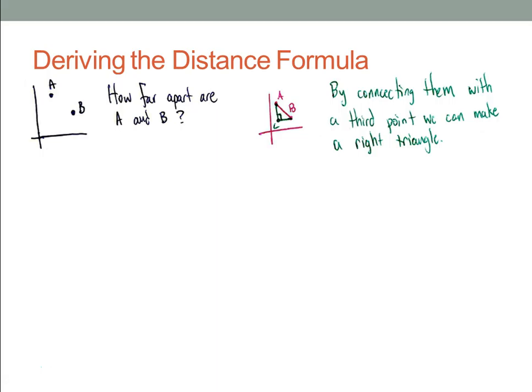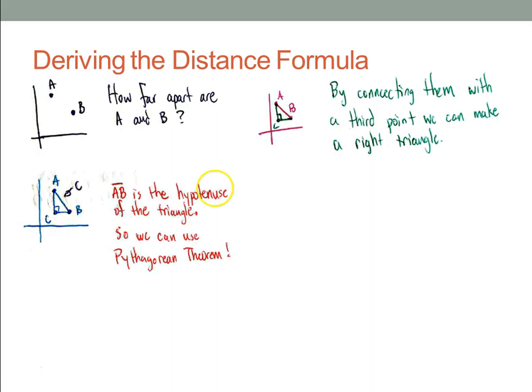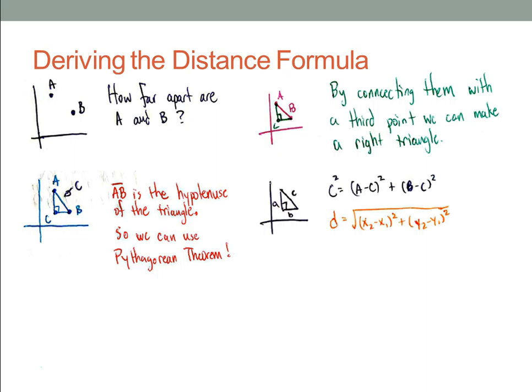By connecting them with a third point C that's directly below A and directly across from B, we get a right triangle. So that lets us define the length AB. Now AB is the hypotenuse of that triangle, so we can use the Pythagorean theorem. The Pythagorean theorem states that side C is going to be A minus C. That's going to give us A. And then side B, which is here at the bottom, is going to be B minus C.